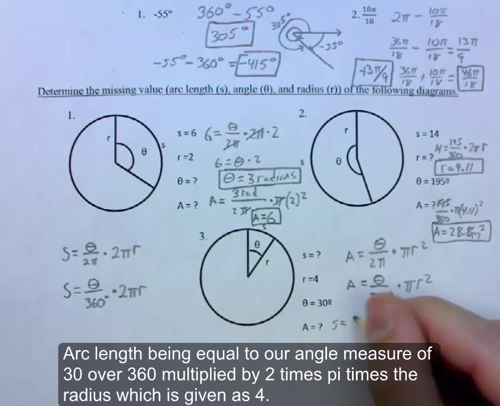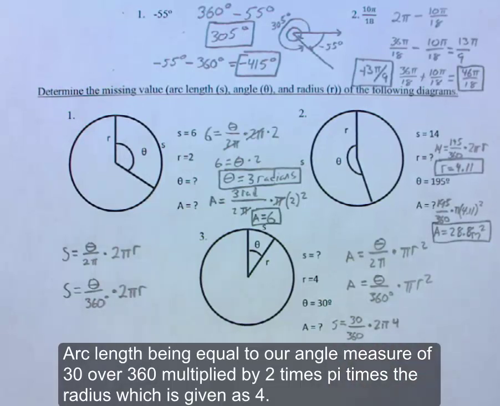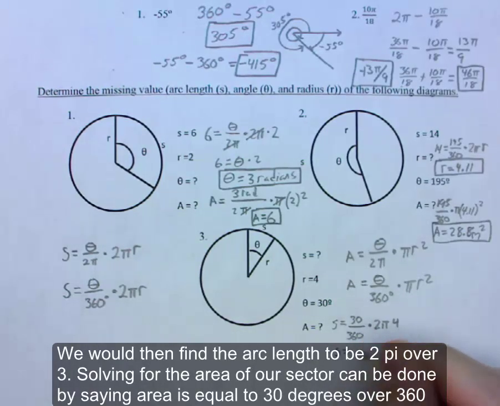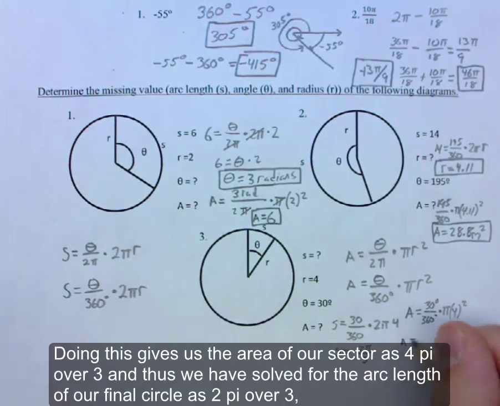And finally, in our last problem, we first wish to determine the arc length being equal to our angle measure of 30 over 360 multiplied by 2 times pi times the radius, which is given as 4. We would then find the arc length to be 2 pi over 3. Solving for the area of our sector can be done by saying area is equal to 30 degrees over 360 multiplied by pi times our r value, once again of 4 squared. Doing this gives us the area of our sector as 4 pi over 3.